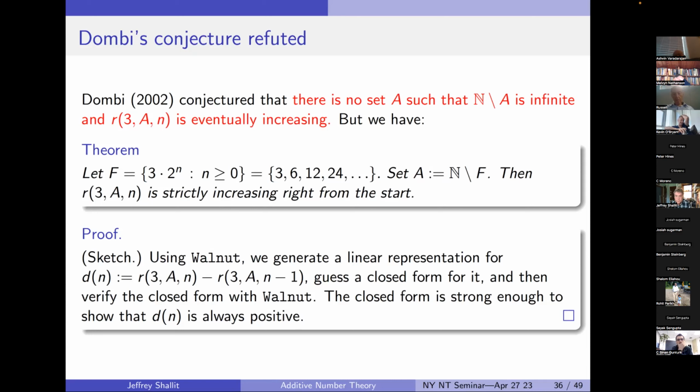Now, how can we prove this? We can prove it using the machinery that I developed. Namely, we find a linear representation for R3A(N), because F is an automatic set. We find a linear representation for R3A(N minus 1). We find a linear representation for their difference. We look at that difference and try to understand it. We can guess a closed form for it just by looking at it. So there's a little bit of guesswork involved. Once we guess this closed form, we can actually prove it using Walnut. And the closed form is strong enough to show that this D(N) is always positive, and so it's strictly increasing right from the start.